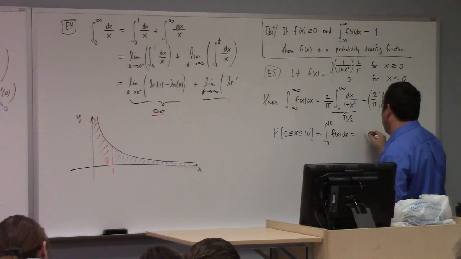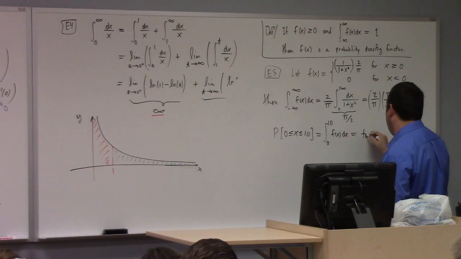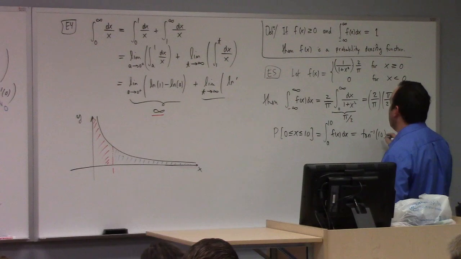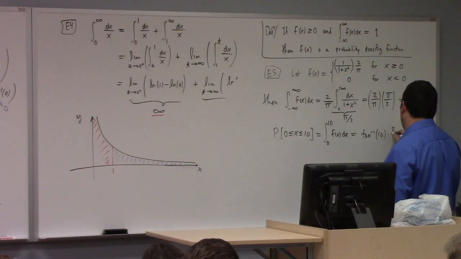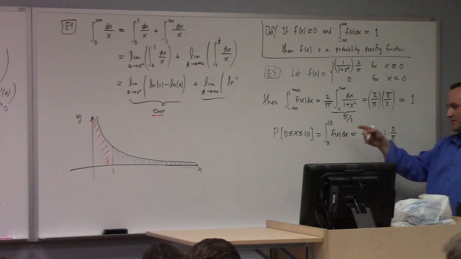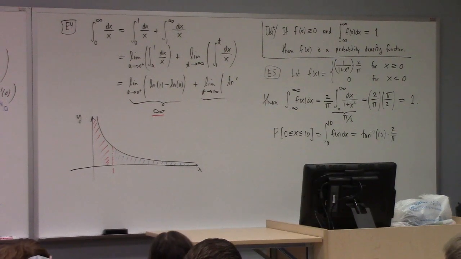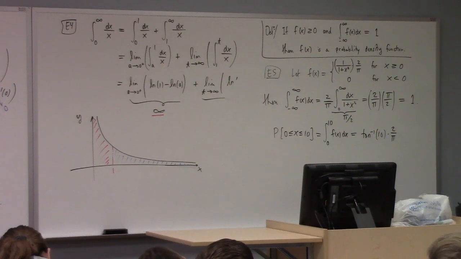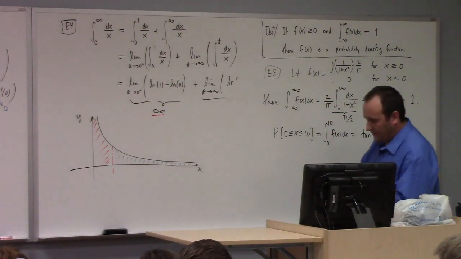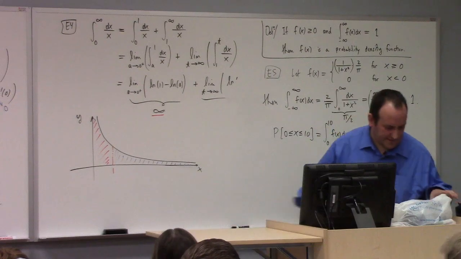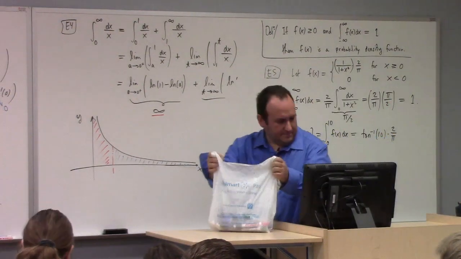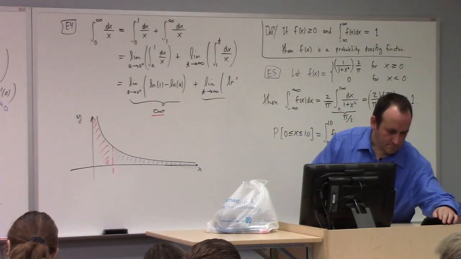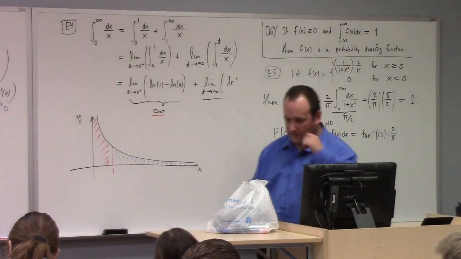So it would be inverse tangent of 10 times 2 over pi. That would be the probability that x is between 0 and 10. If I integrate x times the probability density, it's something else. But we'll come back to that some other day. I just wanted to get started on the probability density stuff. I didn't want to finish it today. I have more pictures in the notes I'd like to share with you.